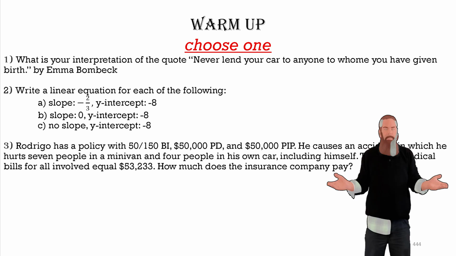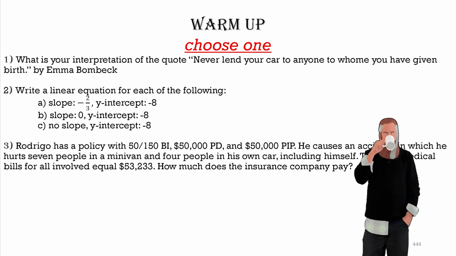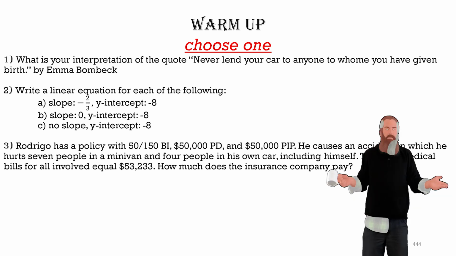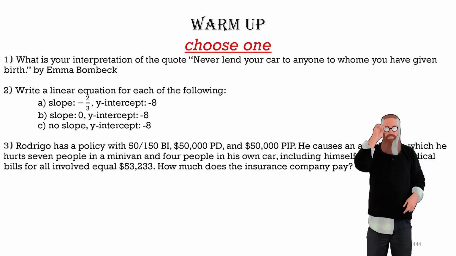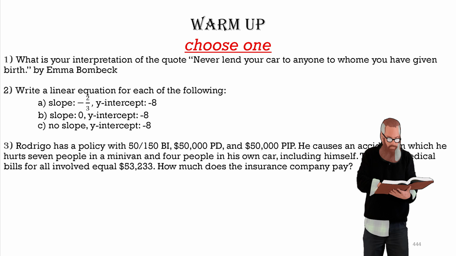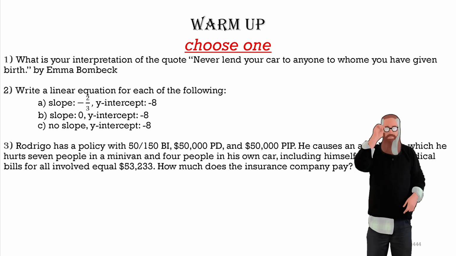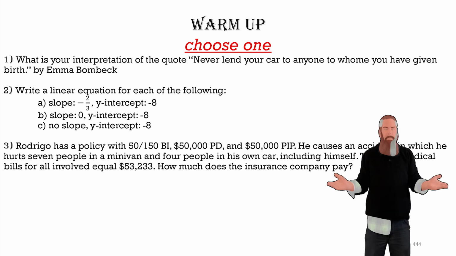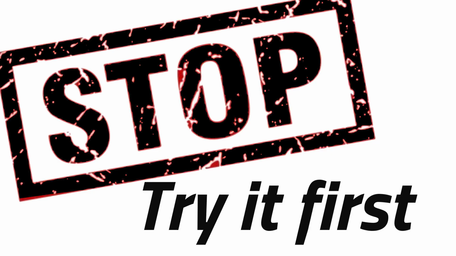Now, let's take a look at a problem that you will be able to do by the end of this lesson. Rodrigo has a policy with a 50/100 bodily injury, $50,000 property damage, and a $50,000 PIP. He causes an accident in which he hurts 7 people in a minivan and 4 people in his own car, including himself. The total medical bills for all involved equals $53,233. How much does the insurance company pay?